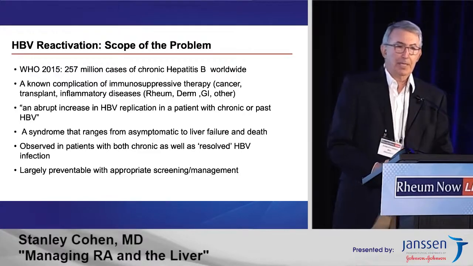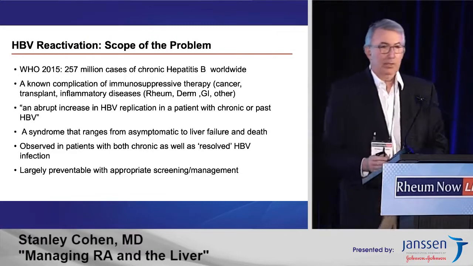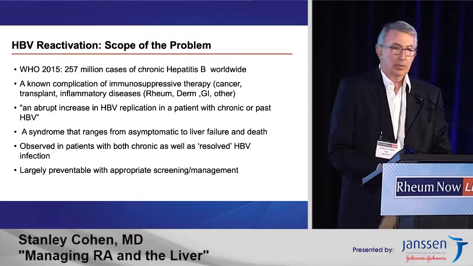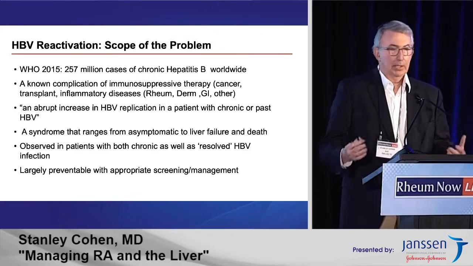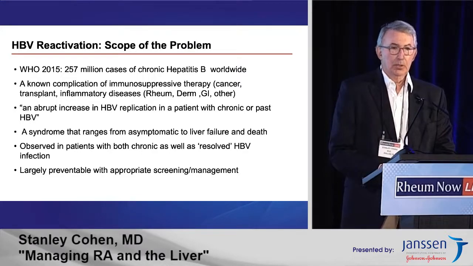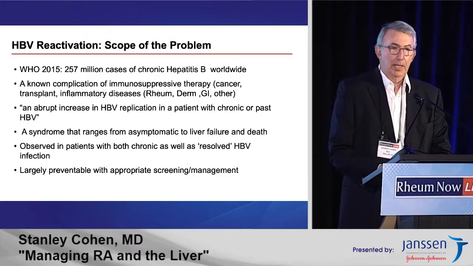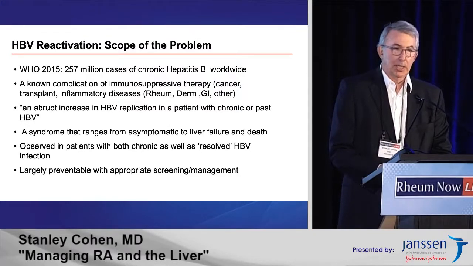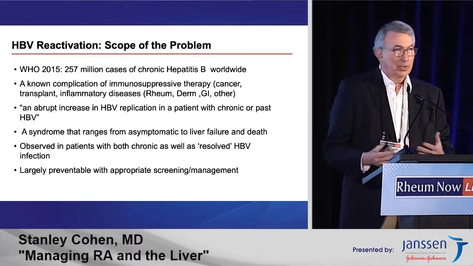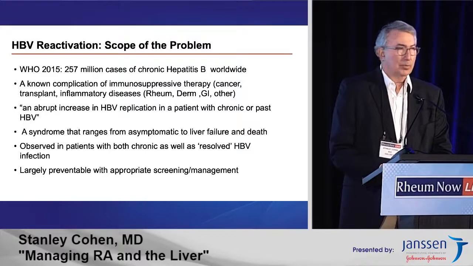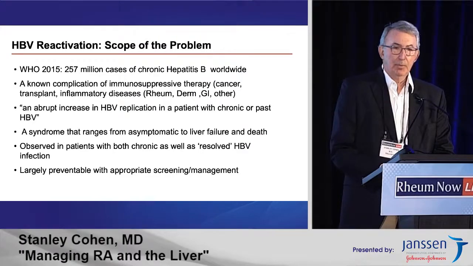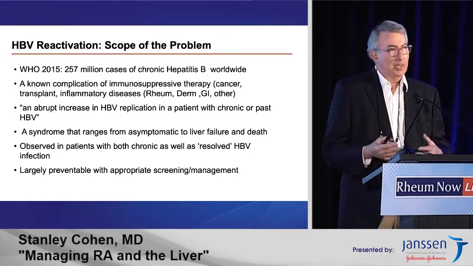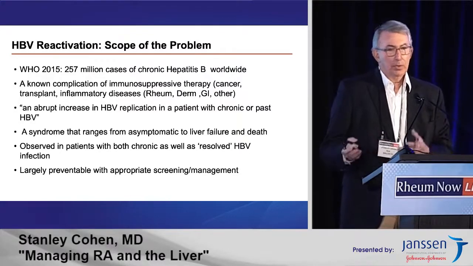We do know that hepatitis B viral reactivation is a complication of immunosuppressive therapy, and this has been developing over the last 30 years in the literature. It can occur in oncology, transplant, as well as our diseases and our friends' diseases, dermatologists and GI. It has different definitions, which can throw us off a little bit, but basically it's an abrupt increase in HBV replication in a patient with chronic or past hepatitis B virus. And the syndrome can be asymptomatic. The patients have normal liver functions, and they go on to liver failure and death.